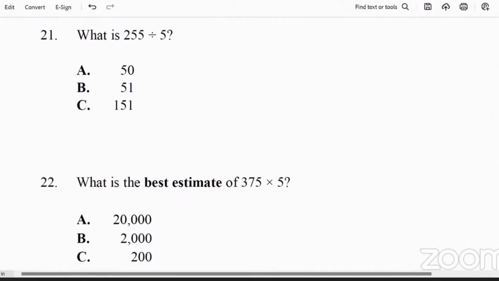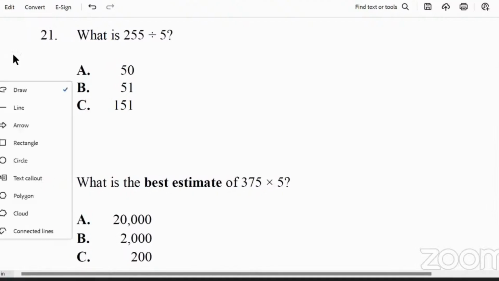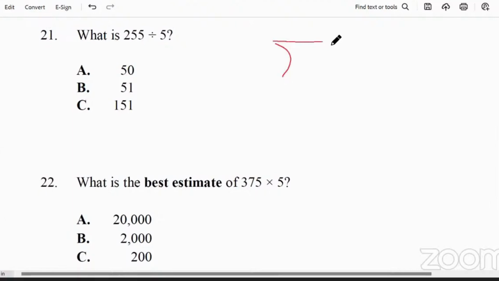Okay. All right. So question 21. What is 255 divided by 5? Again, this is division. I don't know if you guys know how to do long division and all of that, but let's go. You don't need to do long division, but sometimes when I do the long division, it helps students. It's actually much easier, I think, for you guys to understand what's going on, but I might not do that this time.